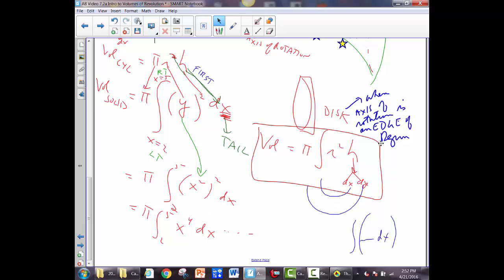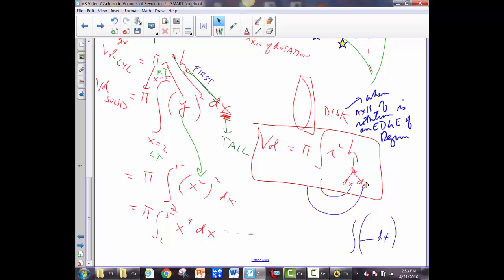So basically, if when you rotate, you're rotating on an edge of the region, then you're going to get a disk, in which case the formula will be pi times the integral of r squared h. Your h, figure that out first. Is it horizontal or vertical? And that's because the rectangular strips have to be perpendicular to the axis of rotation.